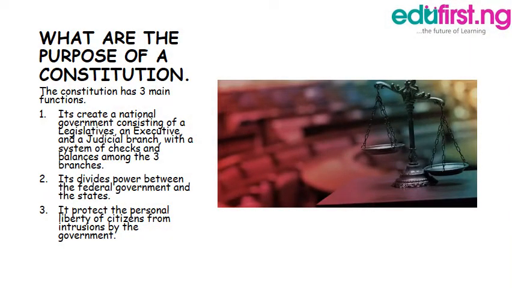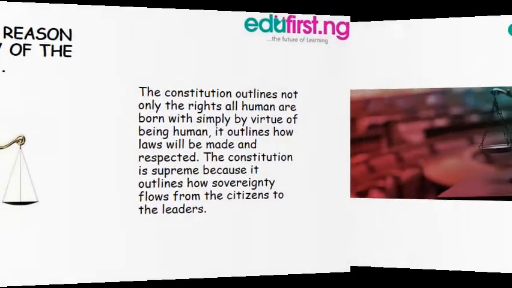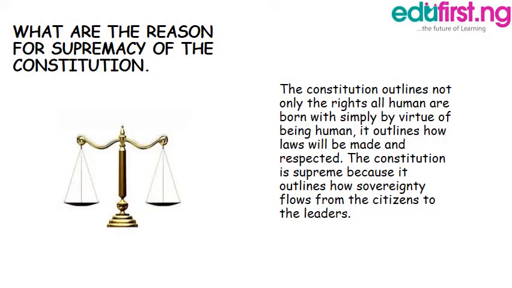So, what are the purposes of the Constitution? We have three main purposes here, which are: 1. It creates a national government consisting of a legislative, an executive, and a judicial branch with a system of checks and balances among the three branches. 2. It divides power between the federal government and the state. And the last one, it protects the personal liberty of citizens from intrusion by the government.